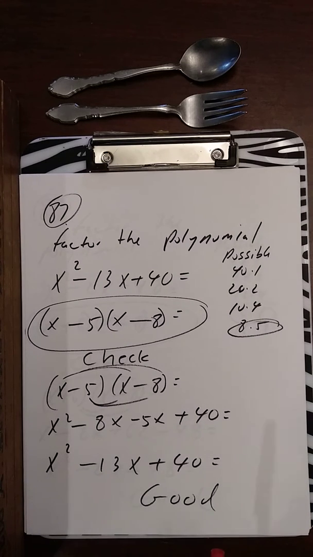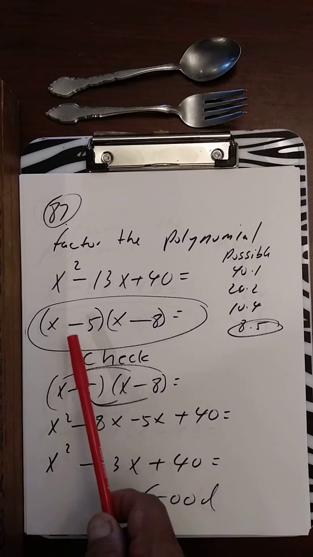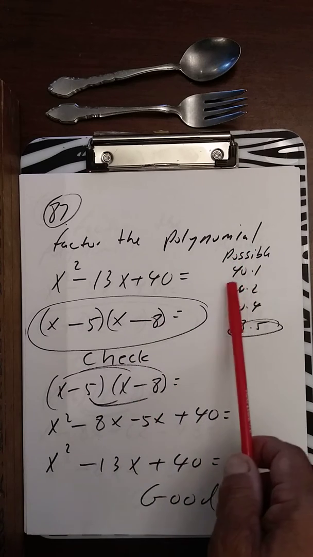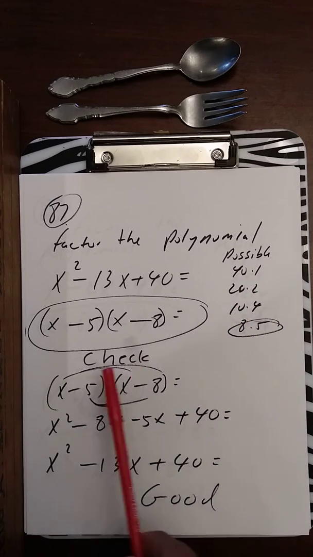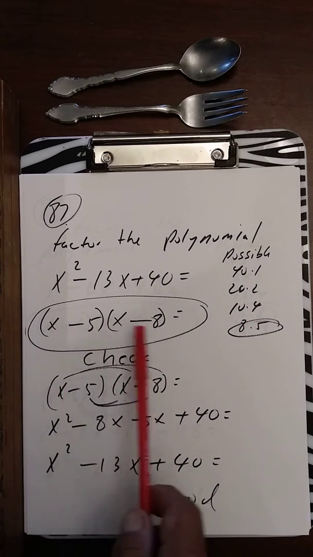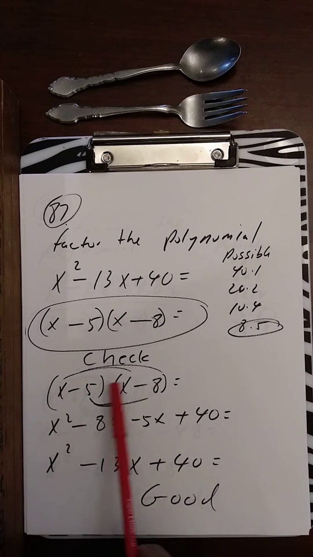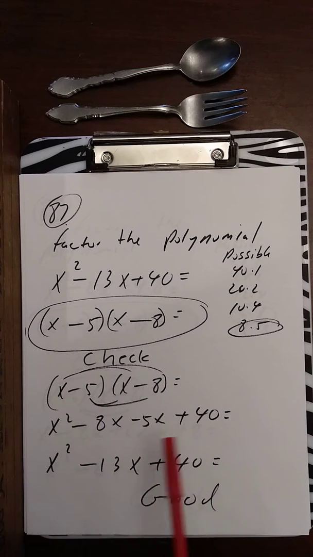Factor x squared minus 13x plus 40. So let's see. X minus 5, x minus 8, maybe. These are possible. 40 times 1, 20 times 2, 10 times 4. These are all the numbers of this. Well, I say this is what it is. Check it. X times x, that gives you x squared? Yes. X times that gives negative 8x. That times that gives negative 5x. And that times that is 40. So x squared minus 13x plus 40. Yes. That's right.